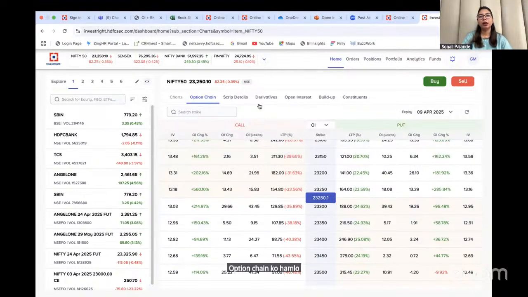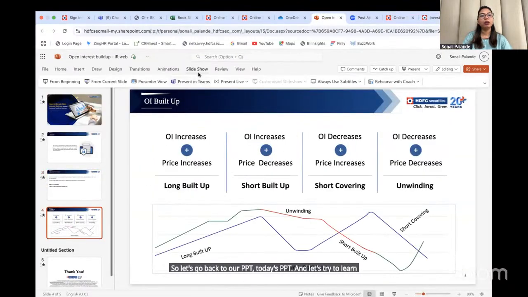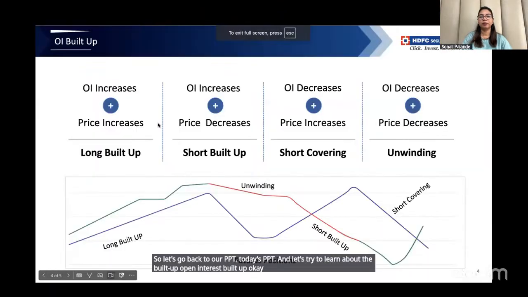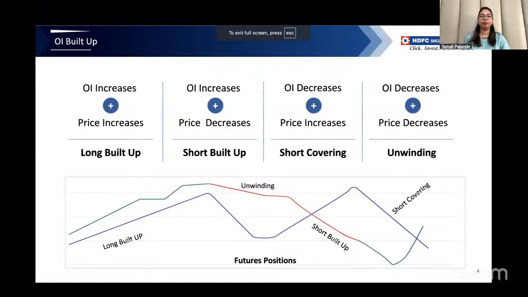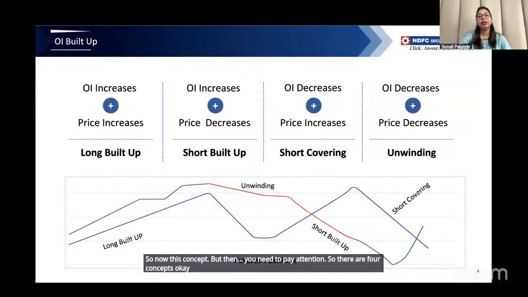So let's go back to our PPT, today's PPT, and try to learn about the buildup, open interest buildup. Okay, now please pay some attention to this concept. I will explain it as easily as possible, but you need to pay attention. There are 4 concepts: long buildup, short buildup, short covering, and unwinding. Based on this, we can understand the potential direction of that particular stock.